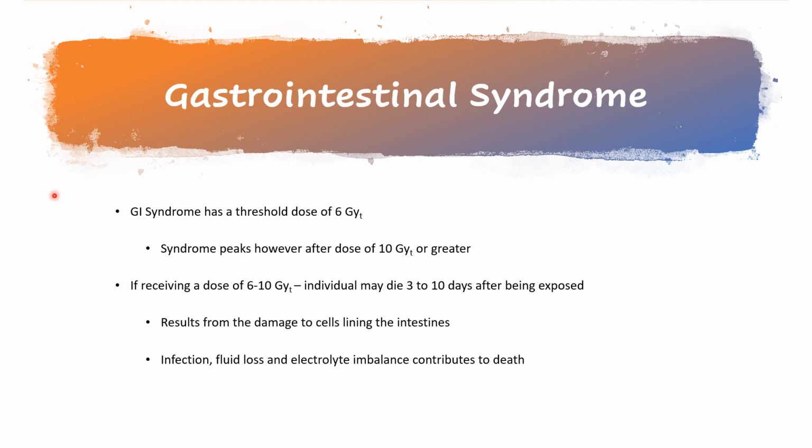Gastrointestinal syndrome. GI syndrome has a threshold dose of 6 gray tissue. Syndrome peaks, however, after dose of 10 gray tissue or greater. If receiving a dose of 6 to 10 gray tissue, individuals may die 3 to 10 days after being exposed. Results from the damage to cells lining the intestines, infection, fluid loss, and electrolyte imbalance contribute to death.